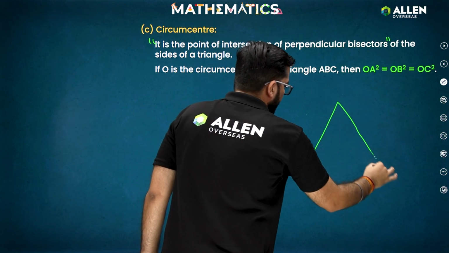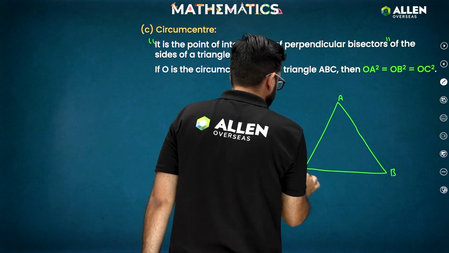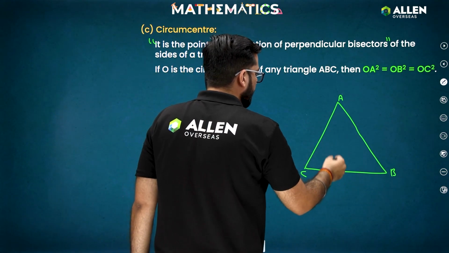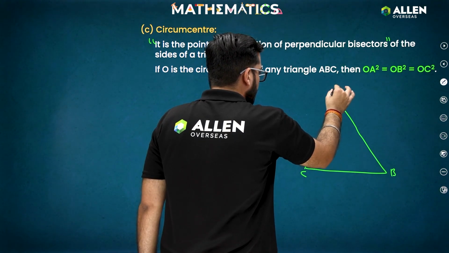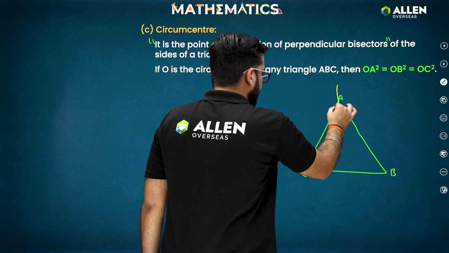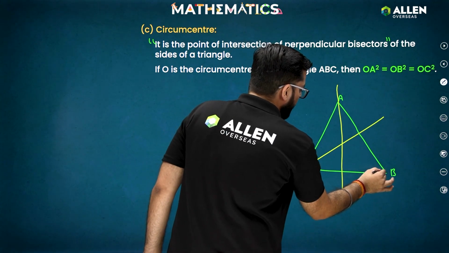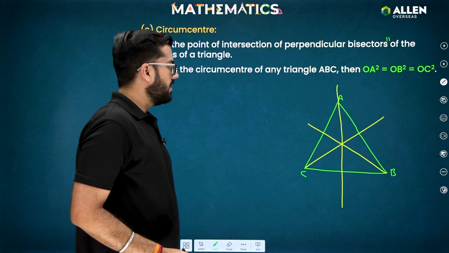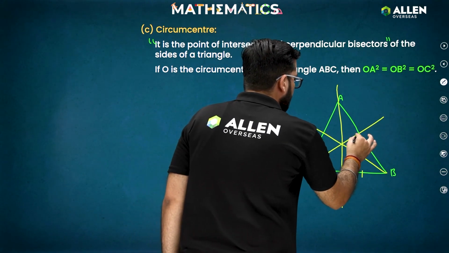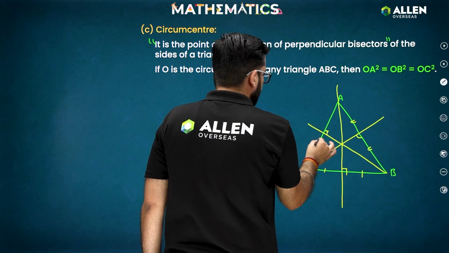Let's say I have a triangle like this: A, B and C. Now I am going to make a perpendicular bisector on BC, like this. Similarly from C you can make one, and from B also you can make one like this. Now this is your perpendicular as well as bisector.